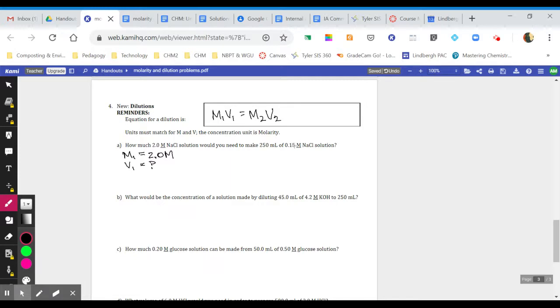This volume and this molarity will be V2 and M2, or V1 and M1. It really doesn't matter as long as they're matched together. So our final volume is going to be 250 milliliters, and our final molarity is going to be 0.15 molar. So we set up our equation, M1 V1 equals M2 V2. We're going to rearrange this because we're looking for V1. So we divide both sides by M1.